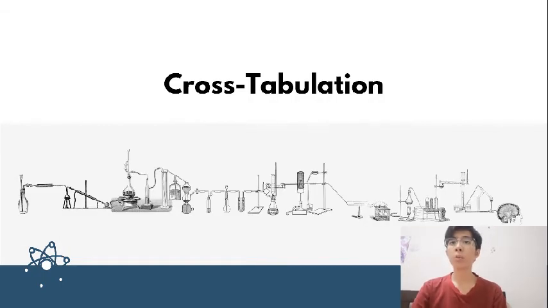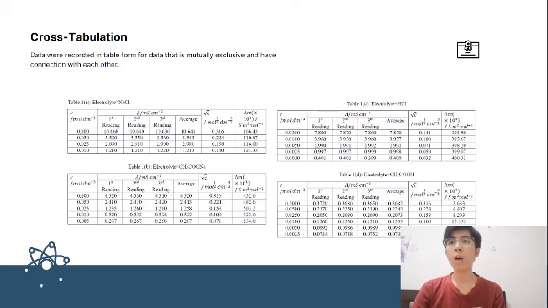Right, so back to the topic. The conductivity will be our main focus of the experiment. Therefore, the most suitable method we can use to analyze the data is cross-tabulation. Data are recorded in table form for data that is mutually exclusive and has a connection with each other. In short, it can be used for categorical data where the data can be divided into mutually exclusive groups.